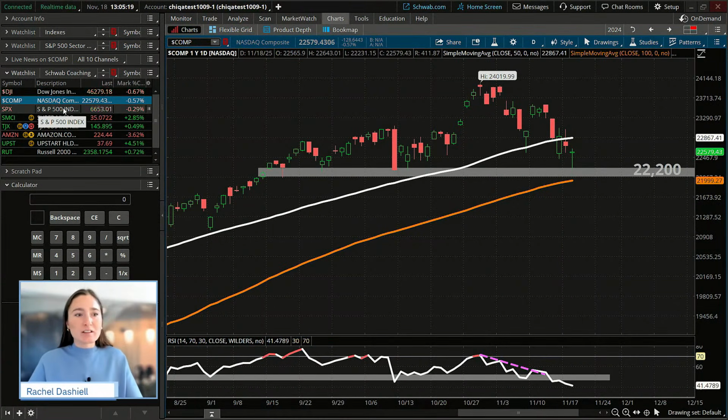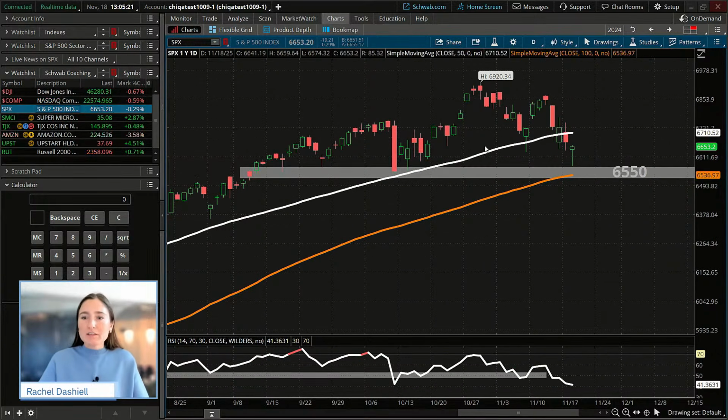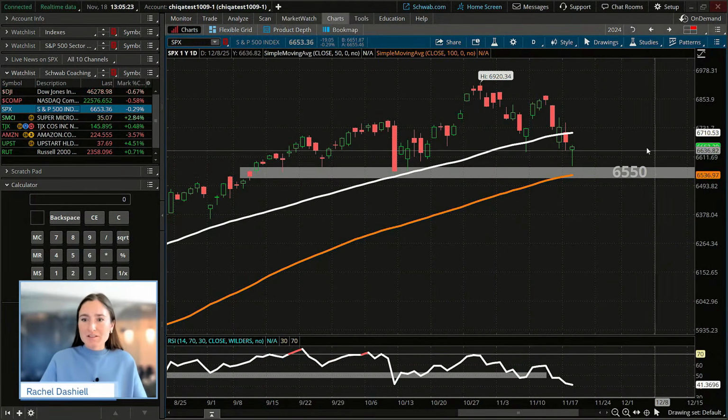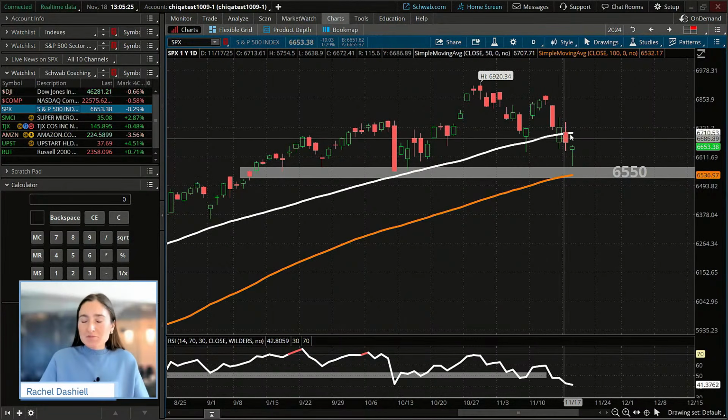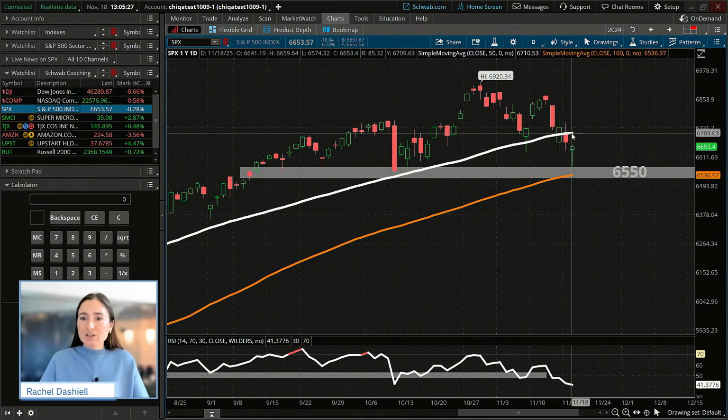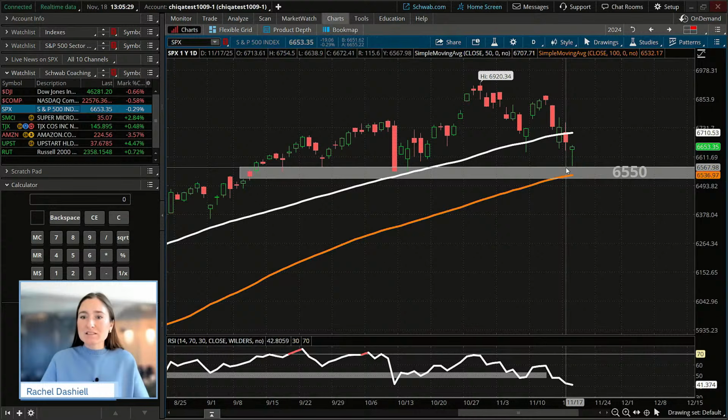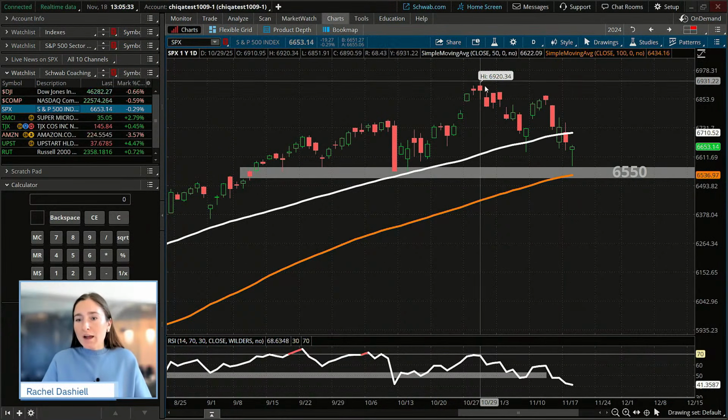Now let's move into the last index here that we're going to cover, the S&P 500. So also the same type of action, broke through that 50-day simple moving average, but still, I mean, making a lower low and a lower high in the near term.